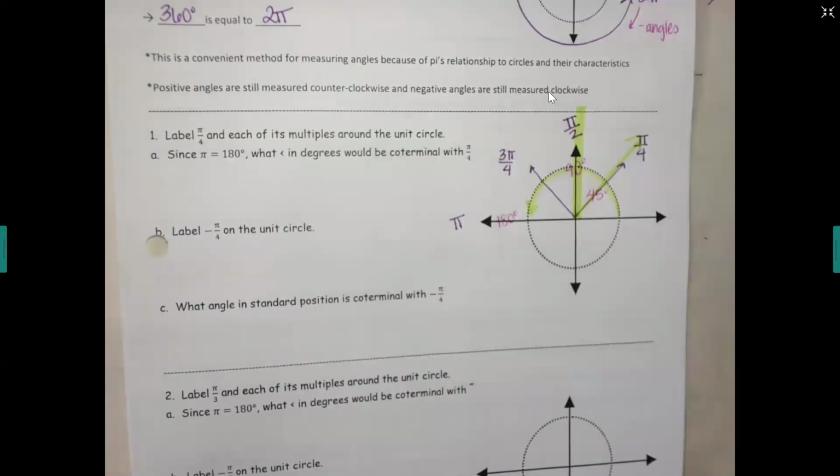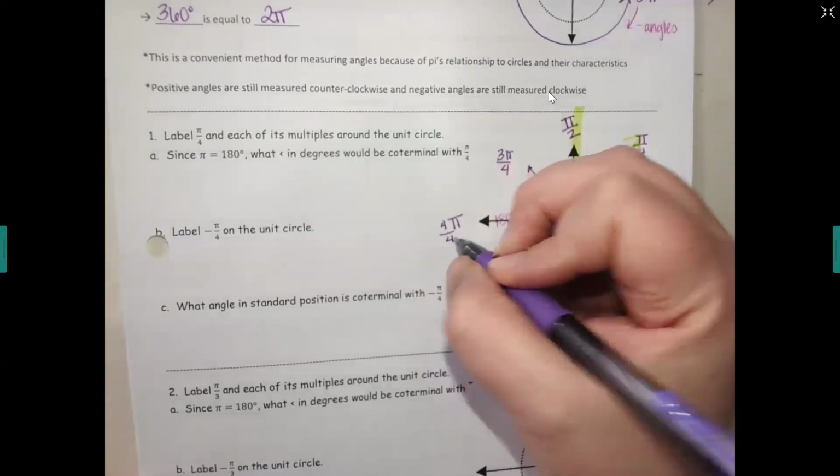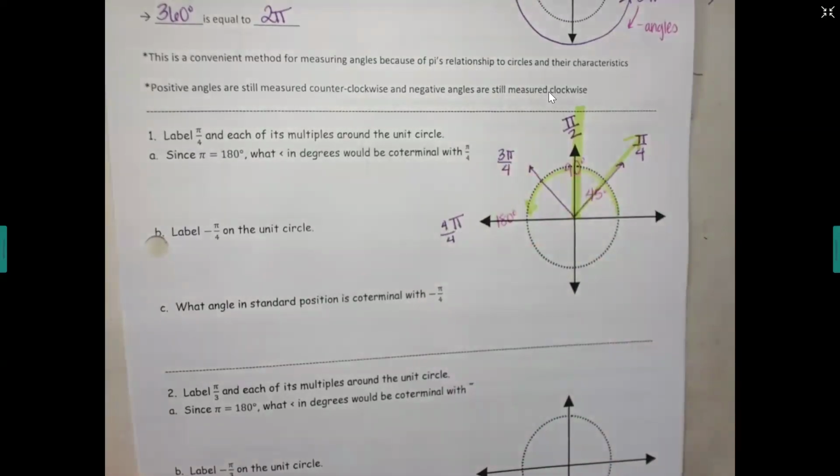Okay, the next twist, so this is 1 pi fourth, 2, 3, 4 pi fourths. Does it make sense that 4 pi fourths is the same as 1 full pi? Yeah. Okay, good. So now we're going to keep counting around the bottom half of the circle.